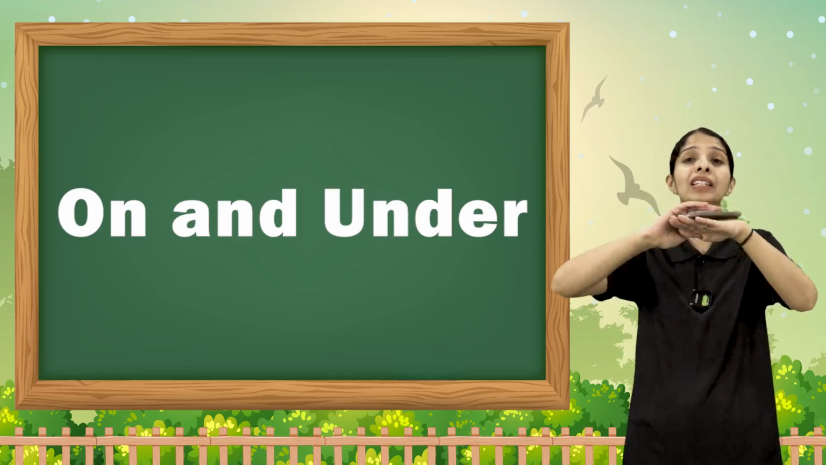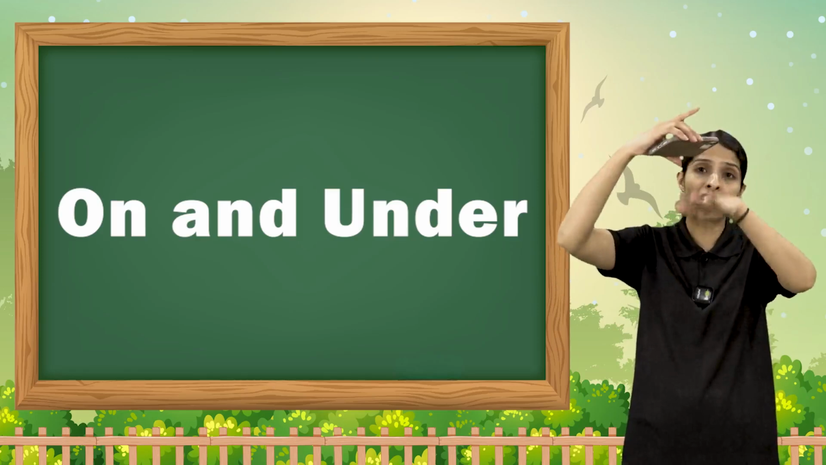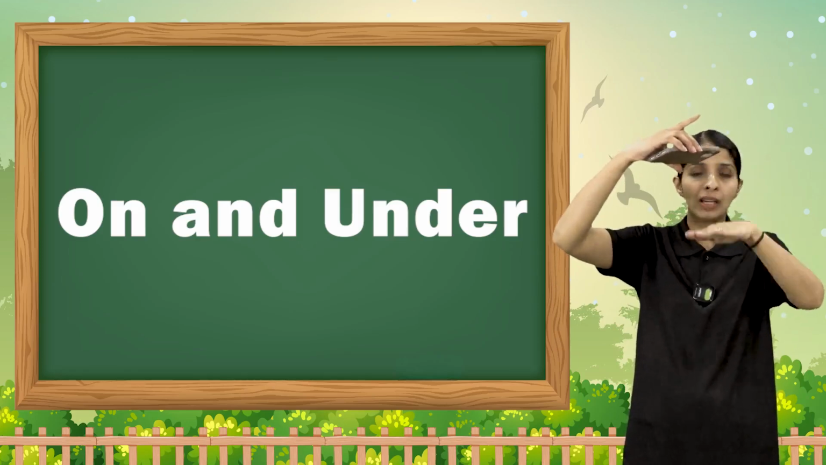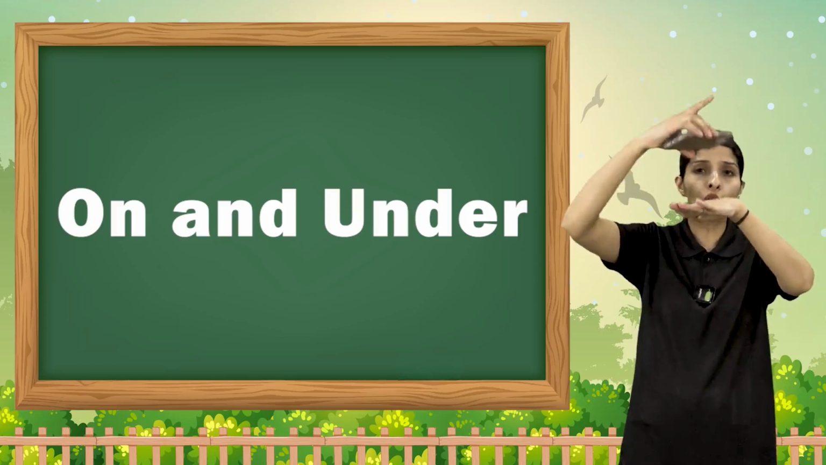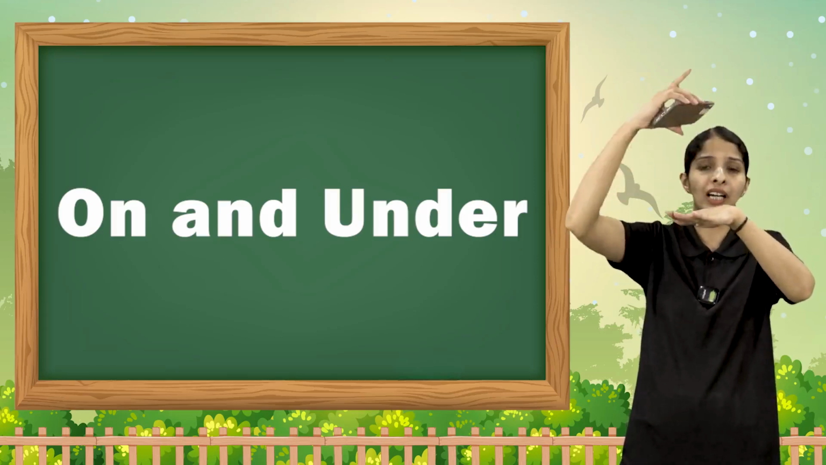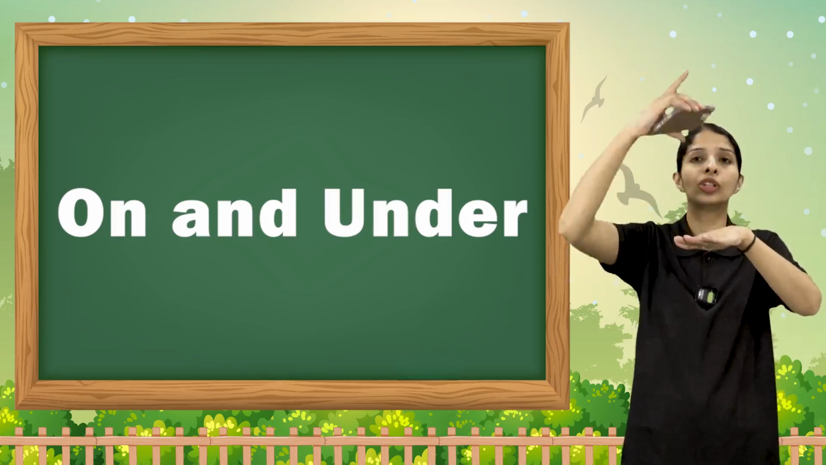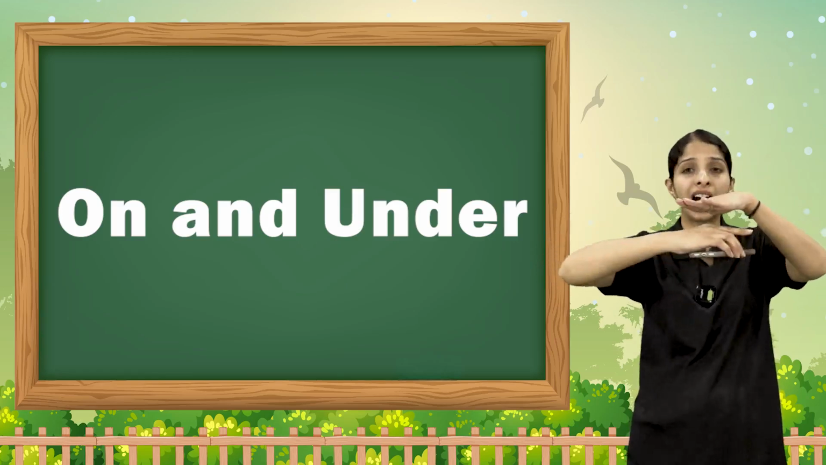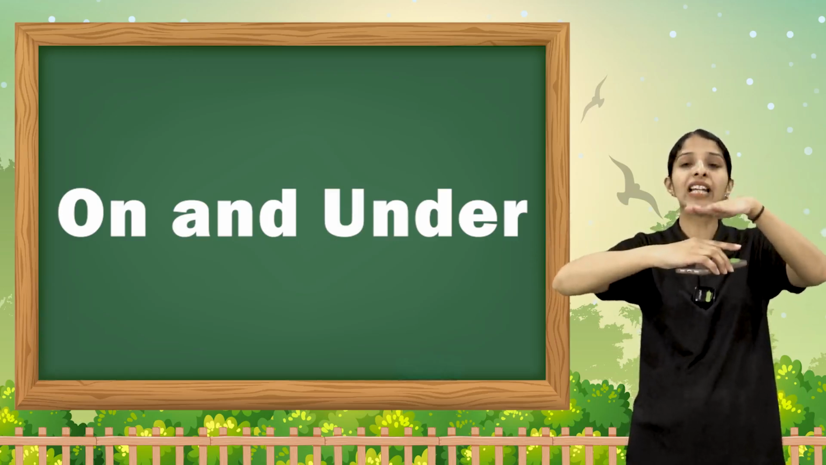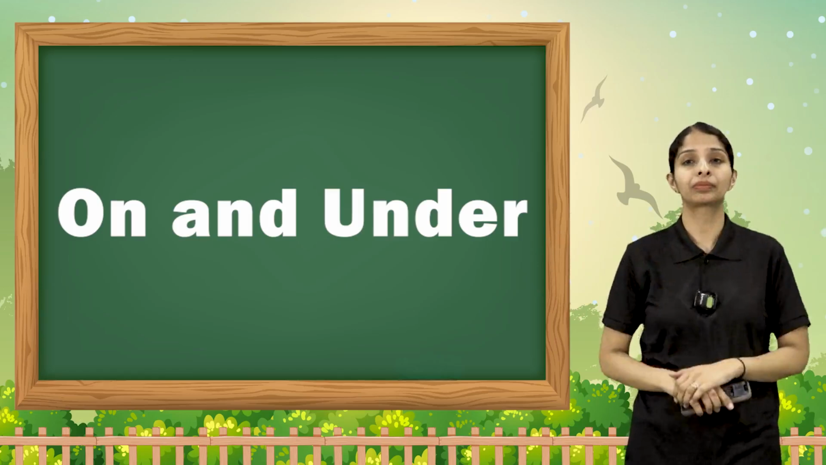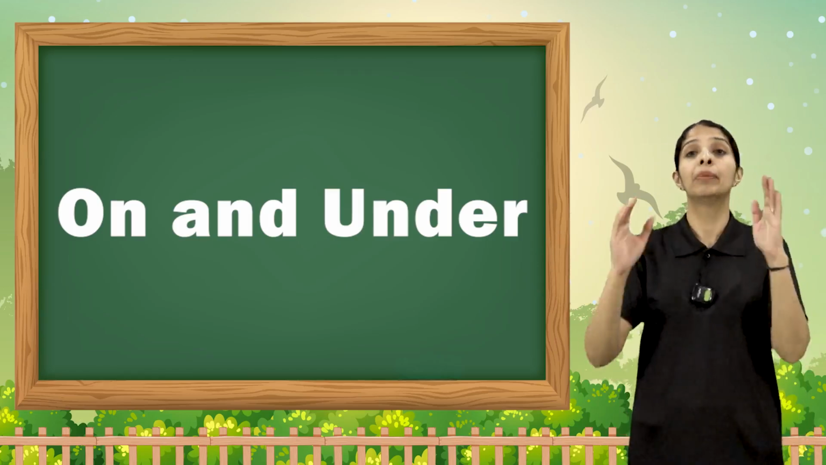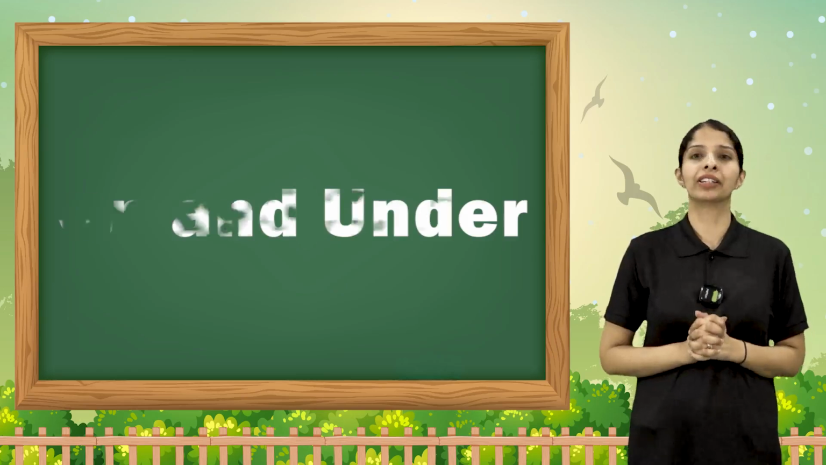This is when I place my phone on the top of some surface. Object, this table is an object. If I place one object on the top of another object, and it is on the surface of that object, then that is on. When it is under it, then it is under. So this is the difference between on and under.